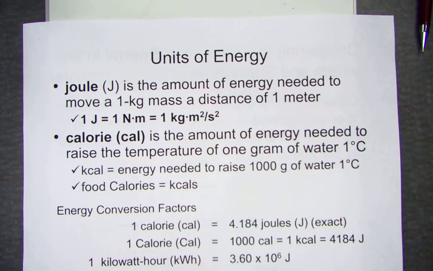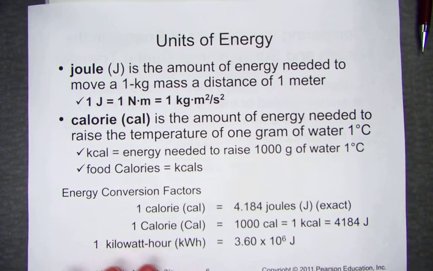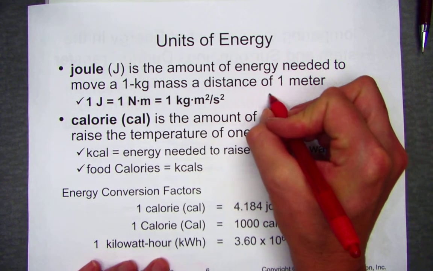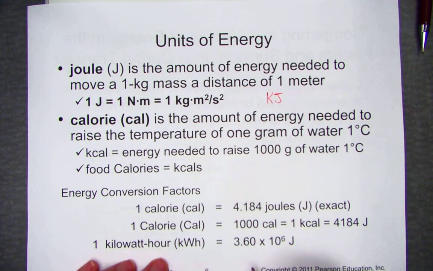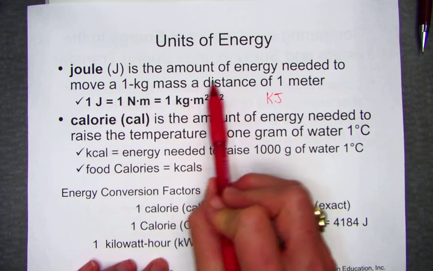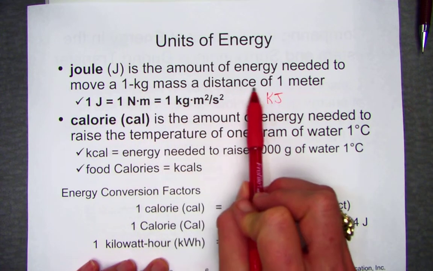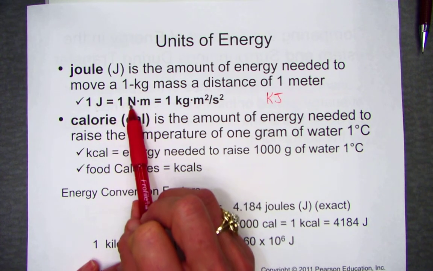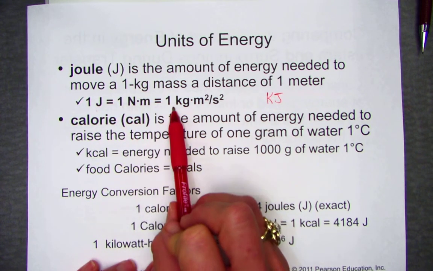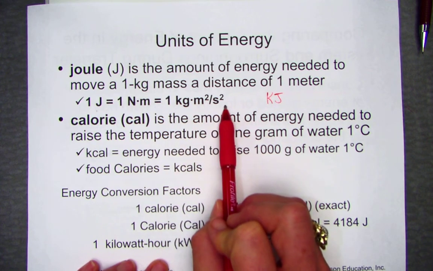The units of energy. Most commonly we use the metric unit known as the joule. Oftentimes, though, the joule is quite a small unit, so we often talk about kJs or kilojoules of energy. It's defined as the amount of energy needed to move 1 kilogram mass a distance of 1 meter. 1 joule is the same as 1 Newton meter, which is equal to 1 kilogram meter squared per second squared.